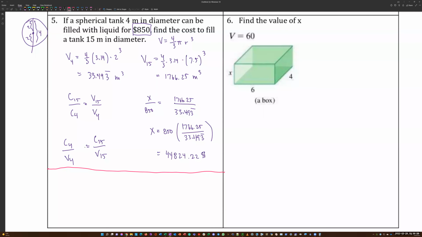All right. We're still going to start off with this first thing here. We're going to say C15 over C4 is equal to V15 over V4. We know what C4 is. C4 is $850. Does that make sense?